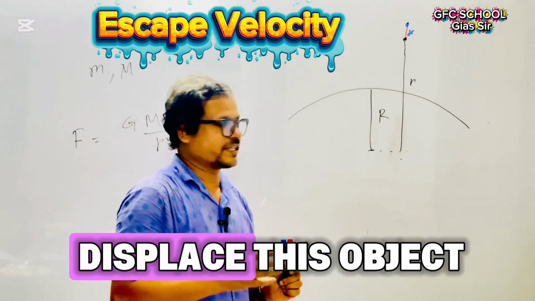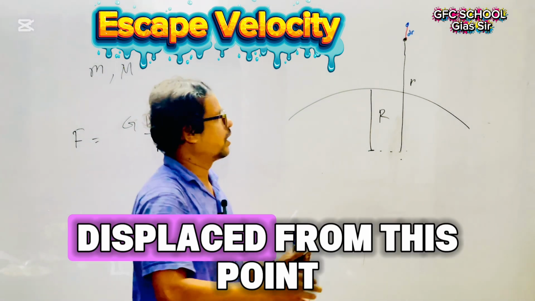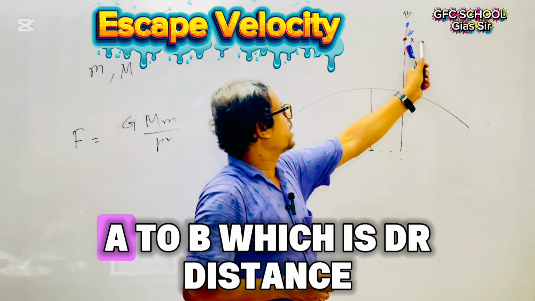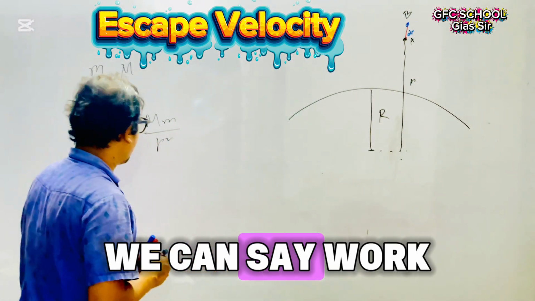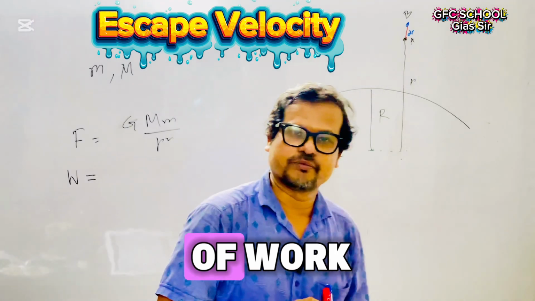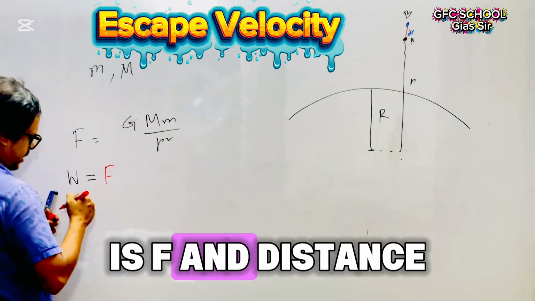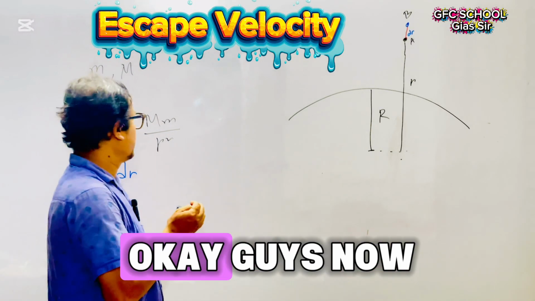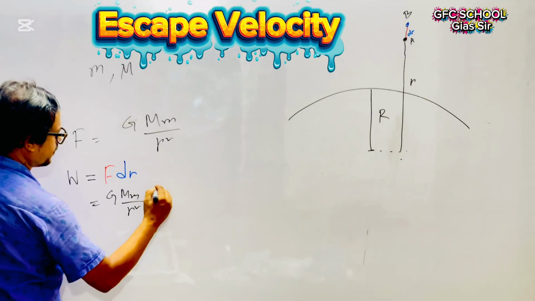Now we try to displace this object by a distance dr. Suppose this is point a and this is point b. We want to bring the object from a to b, distance dr. Then we can say this is work. We know the definition of work: the multiplication of force and distance. Here force is F and distance is dr, and this is the work we have done. Now we have F equal to G capital M small m upon r squared, times dr.